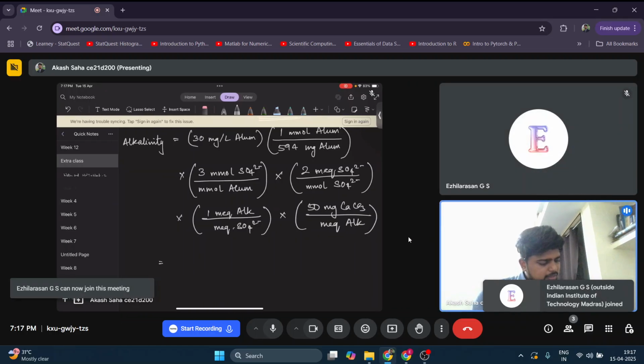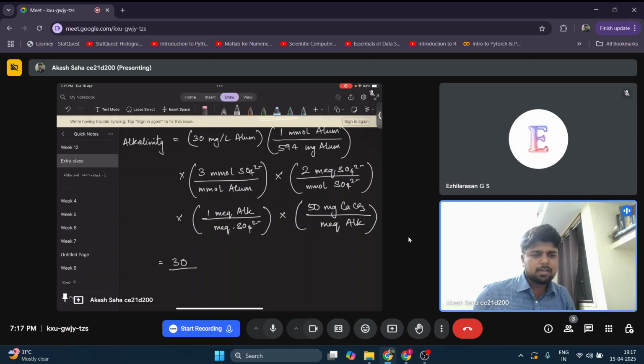you have to multiply the concentration of alum, divide by the molecular mass, into how many parts of sulfate has been formed. So 3 parts, into the carrying capacity into 2, and then 1 milliequivalent is equal to 1 millimole of sulfate, that is nothing but into 1 into the milligram as CaCO3, so 50. Okay, so this is the basic thing.